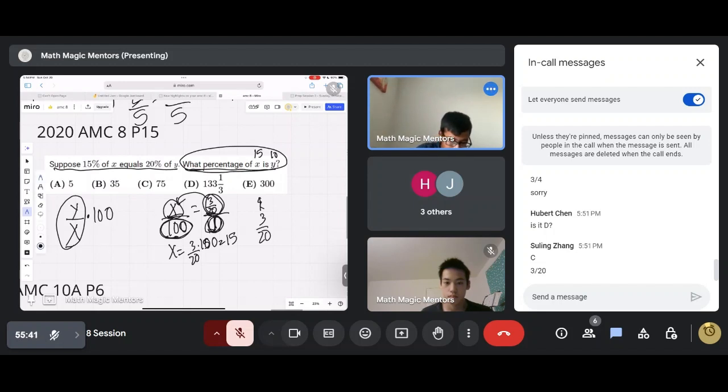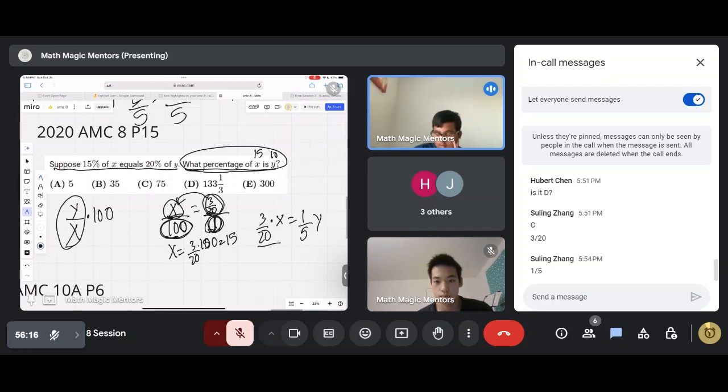And then, as Daniel mentioned before, of means multiplication. So 3 over 20 of x, we need to find, it's like 3 over 20 out of x. So 3 over 20 times x equals 20% of y. What's 20% of y, just in terms of quantities? Yeah, a fifth of y. So a fifth of y.